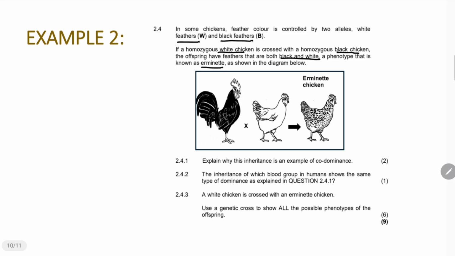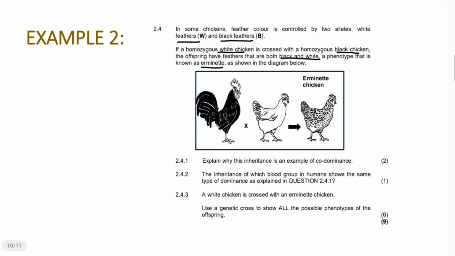We're going to say that the allele for black feathers and the allele for white feathers are equally dominant. And when they're crossed, they're going to be equally expressed in the phenotype, right? So they're equally dominant. When you cross them, they become expressed equally in the phenotype.